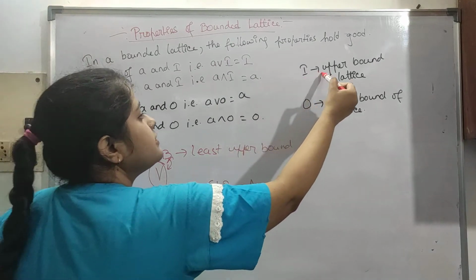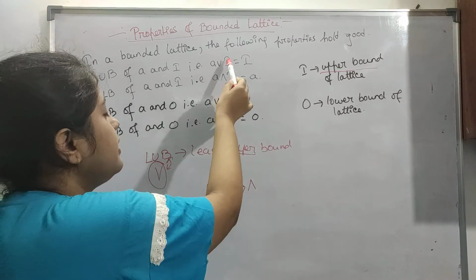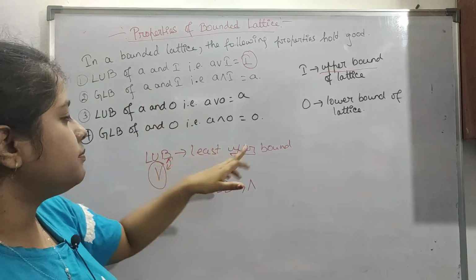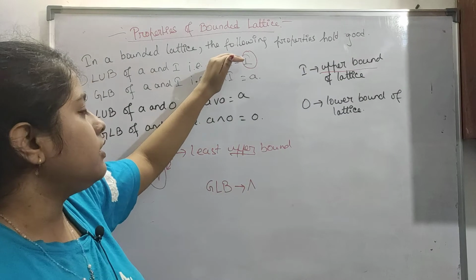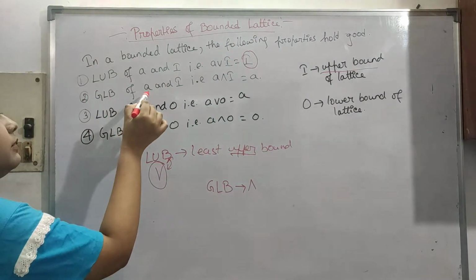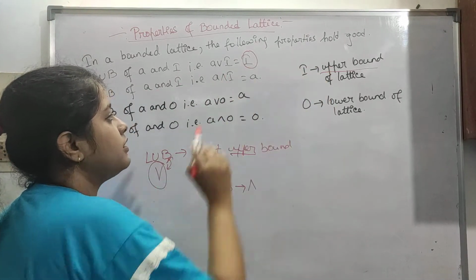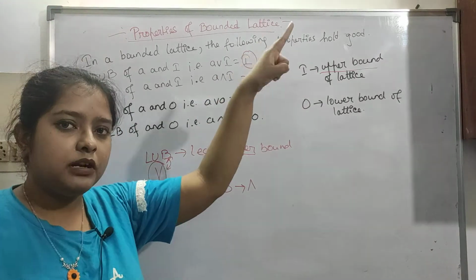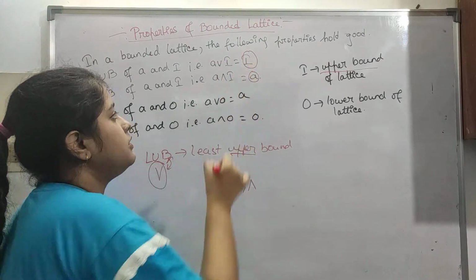Now I is the upper bound here and LUB means least upper bound. So obviously I will be the least upper bound of A and I, since I is our upper bound, we have already known. So A ∨ I, the LUB, will be I. So let's see the opposite now. GLB of A and I. A is an element here, I is the upper bound, and it is asking for the greatest lower bound. I is the upper bound, we cannot take I, the opposite will happen. So A will be our GLB of these two, okay.